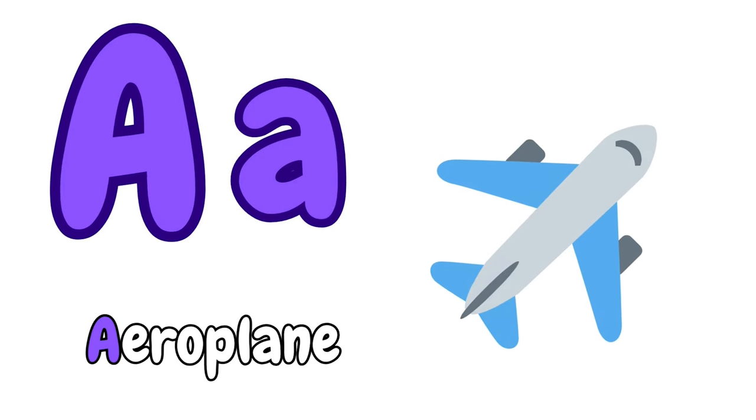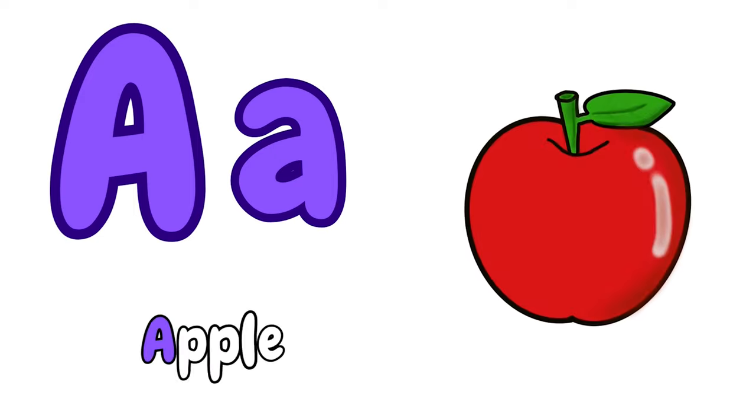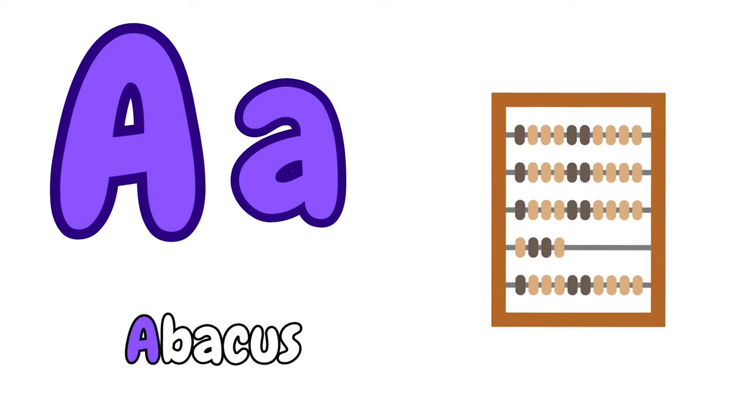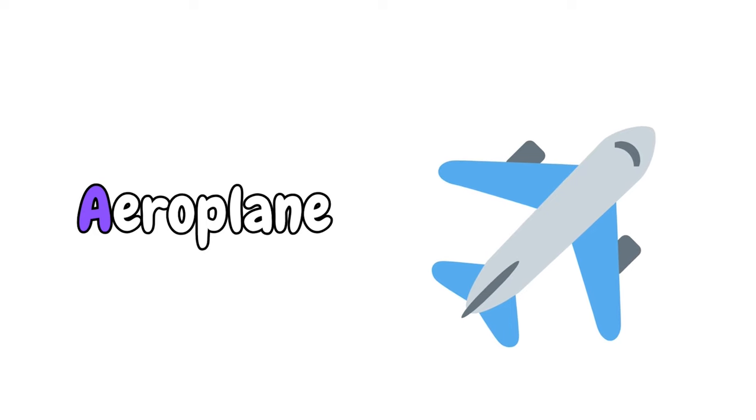A for Aeroplane. A for Apple. A for Ant. A for Abacus. Can we say once again, kids? A for Aeroplane.